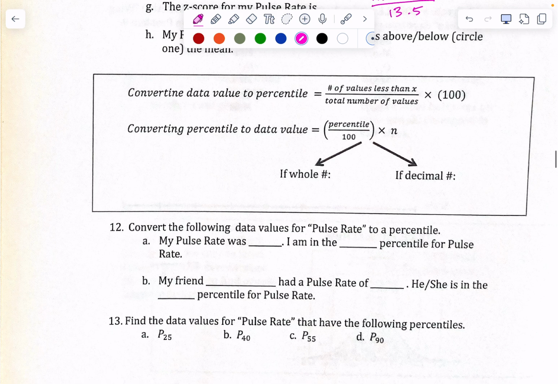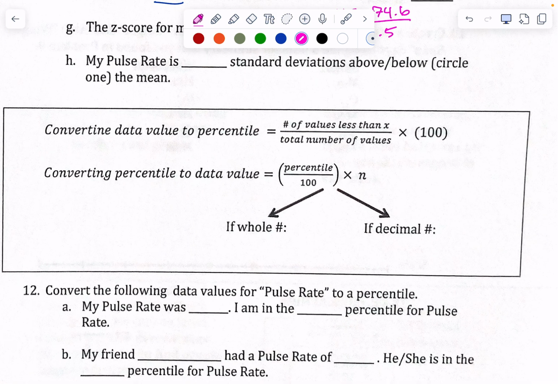All right, last two questions. This is the tricky part. Are you ready for percentiles? Everybody gets these wrong. All right, here we go.